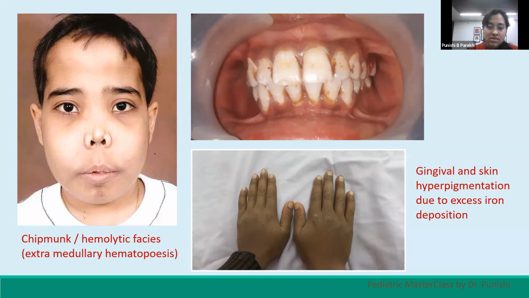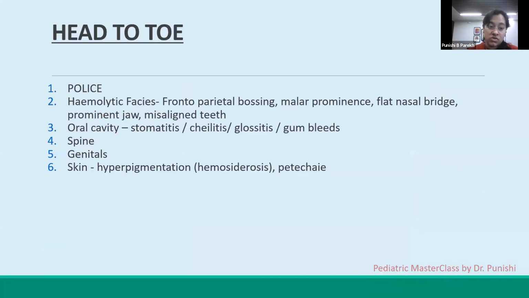And with respect to this, if you look at the hyperpigmentation, there's gingival and skin hyperpigmentation because of excess iron deposition. When you have hemosiderosis, when you have excess iron deposition because of chronic blood transfusion, all of this extra iron can start depositing in the skin and subcutaneous tissue, which starts giving this impression of hyperpigmentation. That is again something that you see in somebody who's receiving chronic blood transfusions.